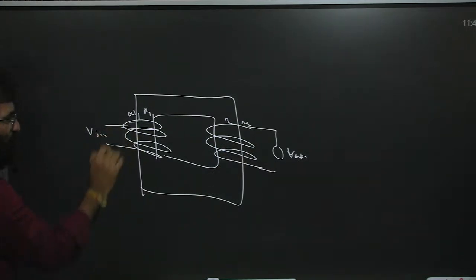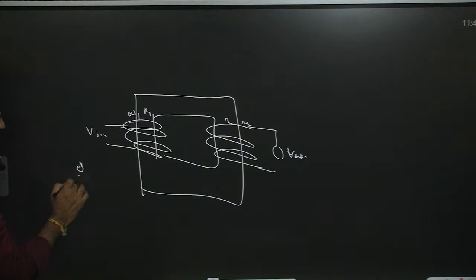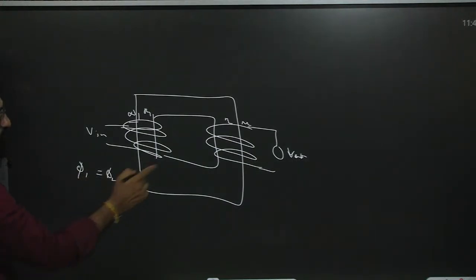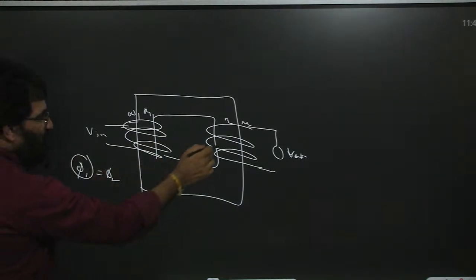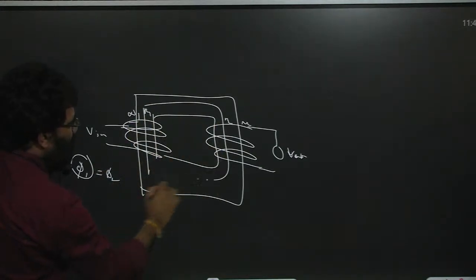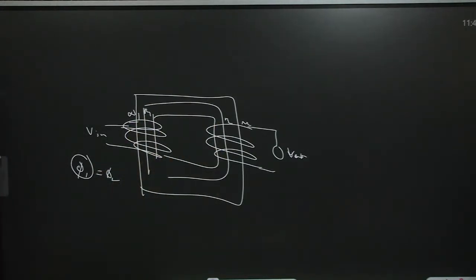Now flux is what? Flux is related to N into phi. Here flux in coil 1 is nothing but flux in coil 2. This is called soft iron, which we are using. So flux is nothing but L into I. The same flux will be there in both, so the rate of change of flux remains the same.